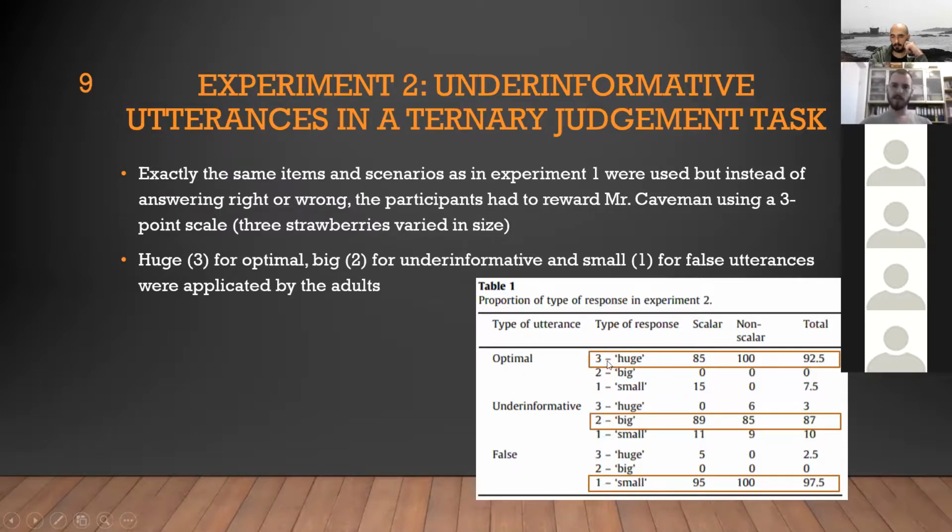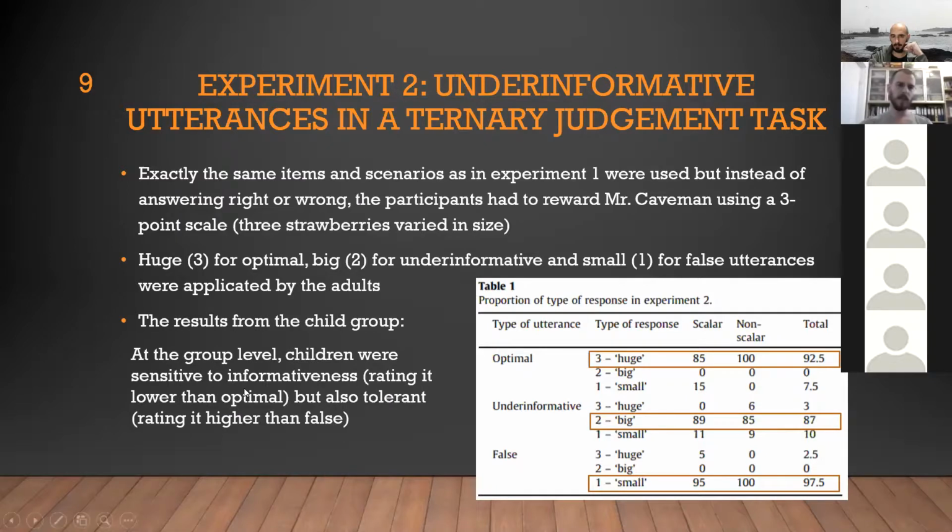On the optimal, most of the time they used the huge one, which is exactly the same as the adults. But also, and here's the critical point, at the underinformative part, they also used the big one, like the middle one. Katsos and Bishop were concluding from that second study that children are sensitive to informativeness, but also tolerant to informativeness.